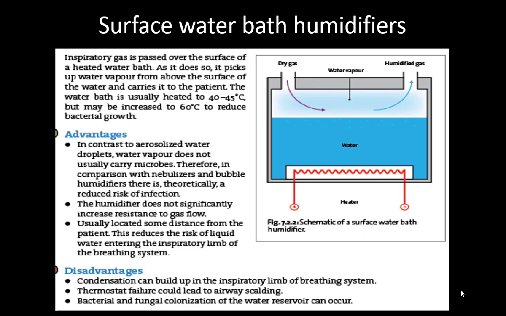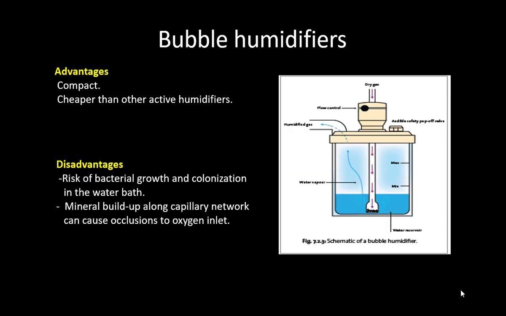It does not significantly increase the resistance to gas flow and is usually located some distance from the patient. This reduces the risk of liquid water entering the inspiratory limb of the breathing system. Disadvantages are that condensation can build up in the inspiratory limb of the breathing system. Thermostat failure could lead to airway scalding, and bacterial and fungal colonization of the water reservoir can occur.